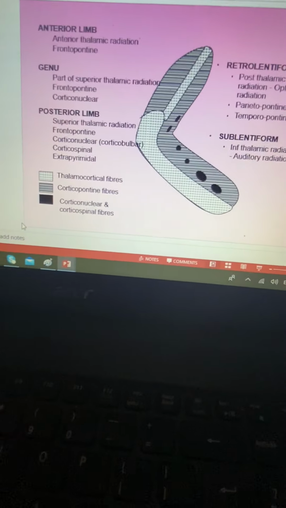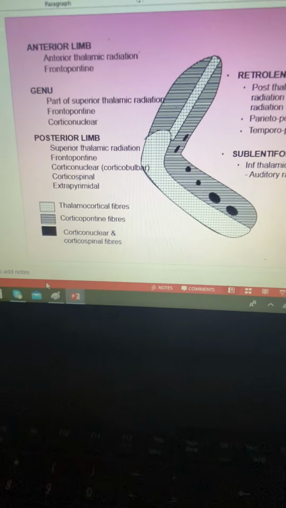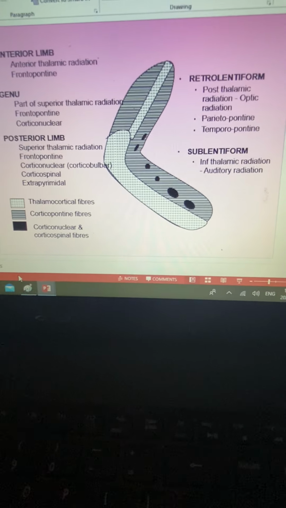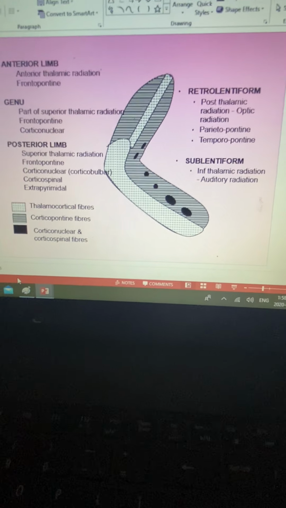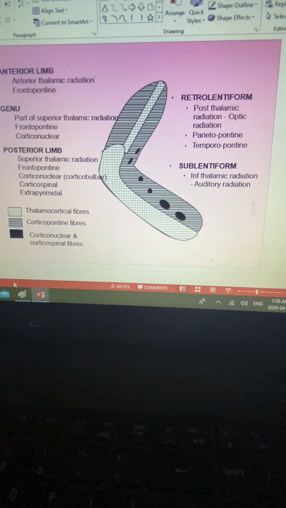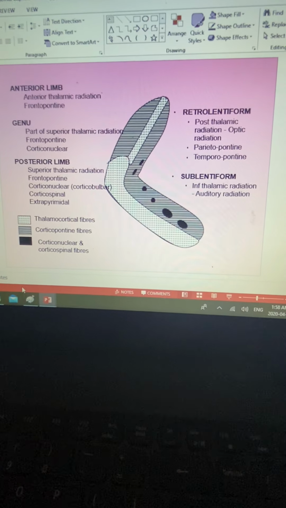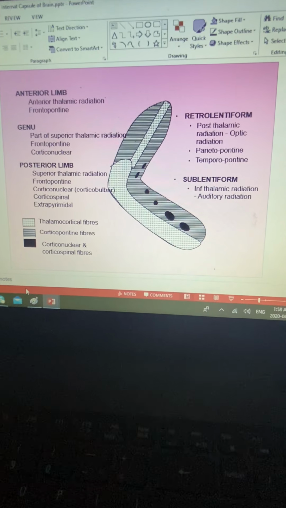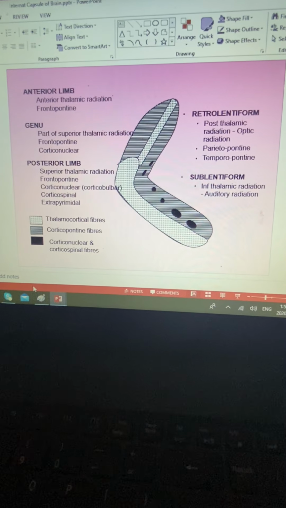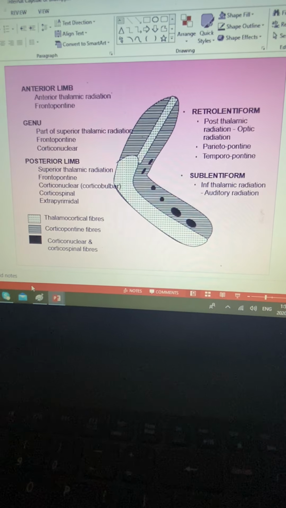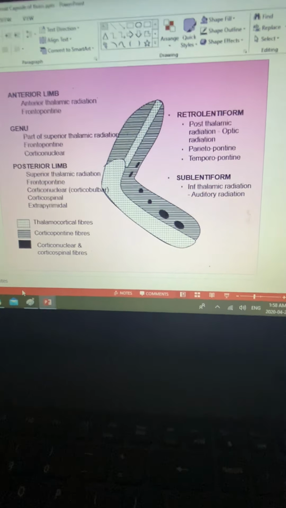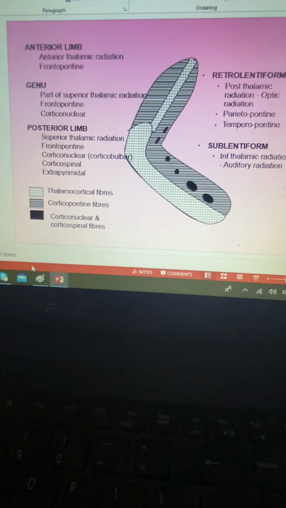Okay, the blood supply I will cover in the next lecture. So this is your whole internal capsule: what the internal capsule is, how it is formed, what are the relations, what is the shape of the internal capsule, and how it is holding the things. So this is the whole story about the internal capsule.